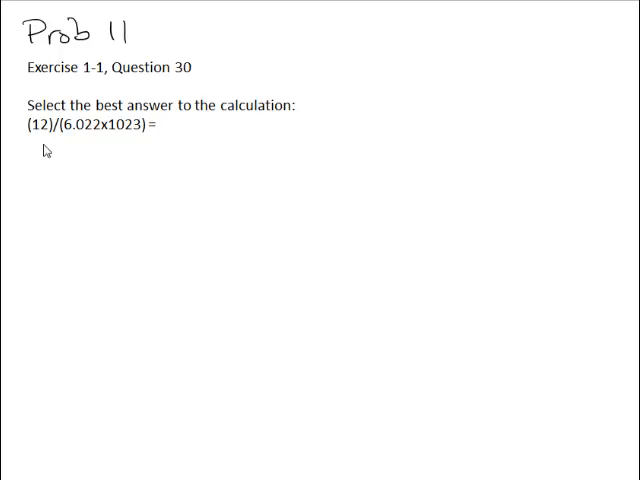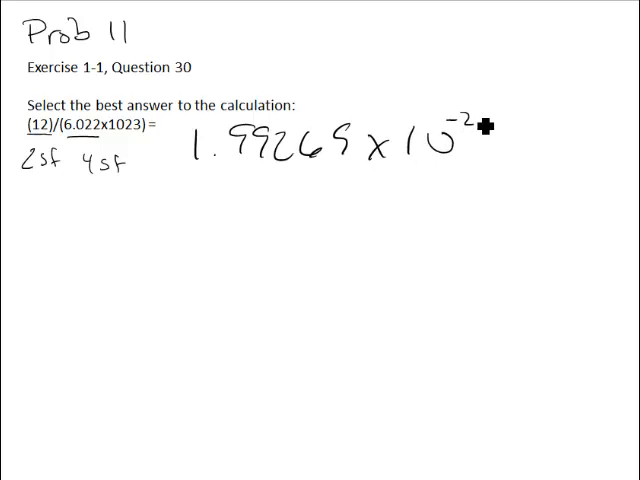Again, same situation here. We've got a number with 2 significant figures, one with 4 significant figures. Do the division in your calculator and then round to the correct number of significant digits. So what comes out of the calculator here turns out to be 1.99269 and so on times 10 to the minus 23rd. We can only have 2 significant digits. That means this is where we cut off. That rounds up, and this becomes 2. But you have to put the 0 there to get the right number of significant figures in your answer. And that's problem 11.